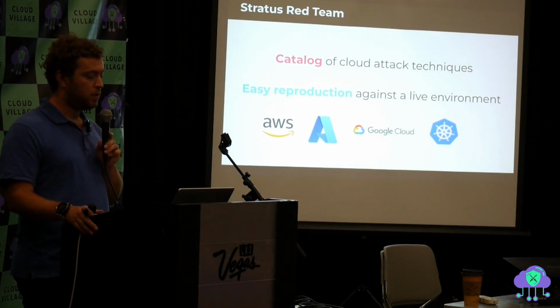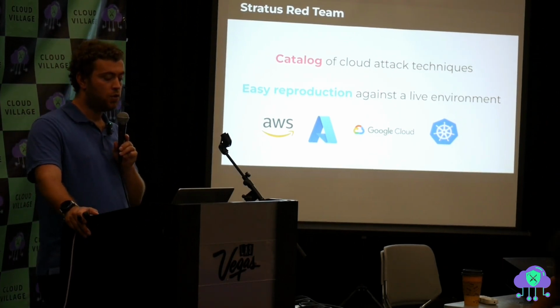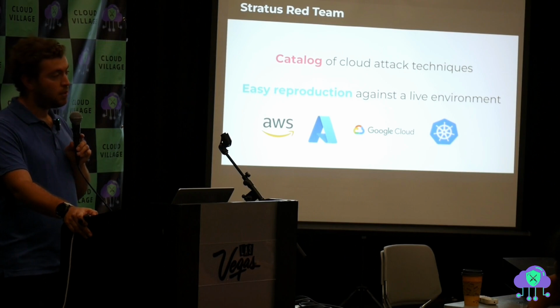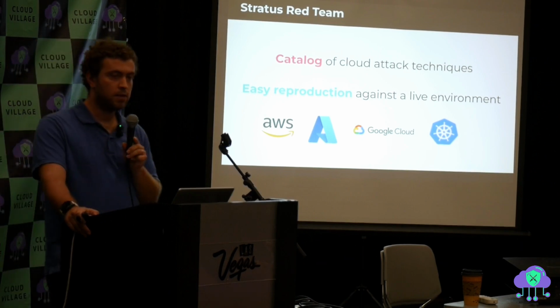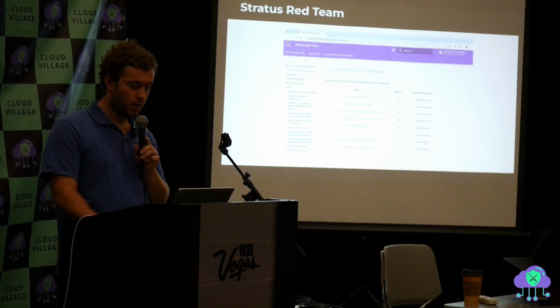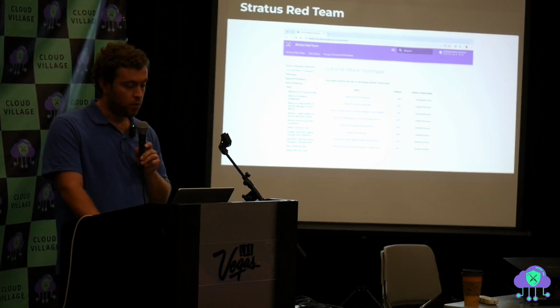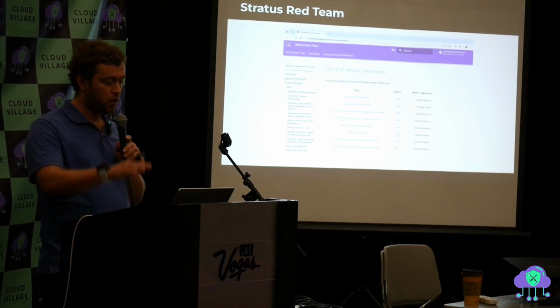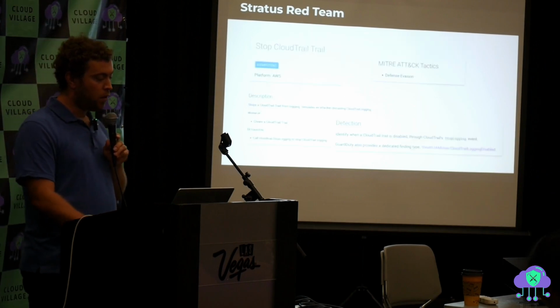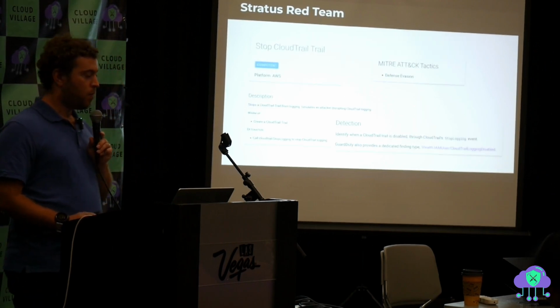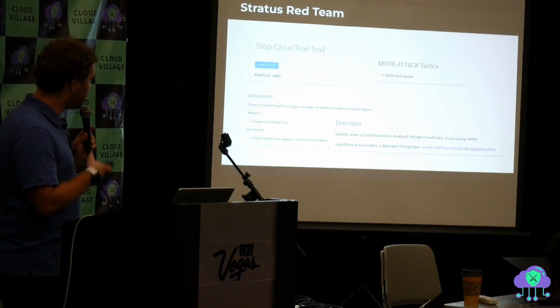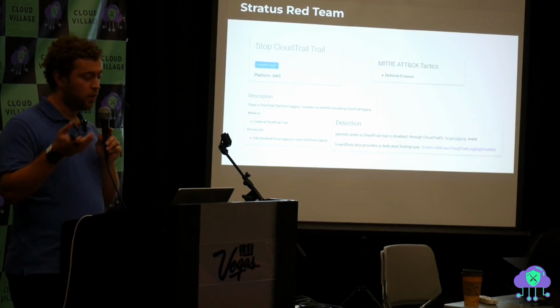So at first it supported AWS. Now it's AWS, Azure, Google Cloud, Kubernetes, and even EKS-specific attack techniques since yesterday. So if you go to stratus-red-team.cloud, you will see there is this website that has a list of all the attack techniques. And when you click on one, you will get a few things. You will get the mapping to MITRE ATT&CK. You will get the description of the technique, so what is it doing?